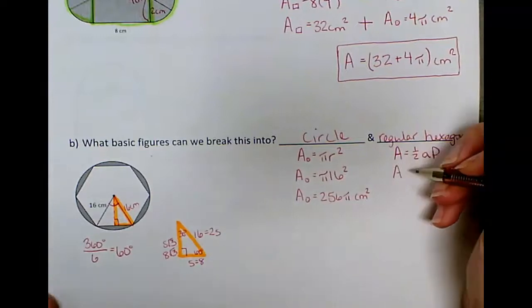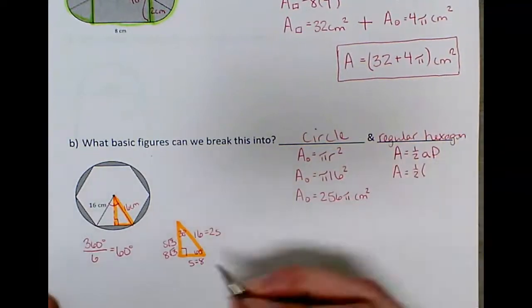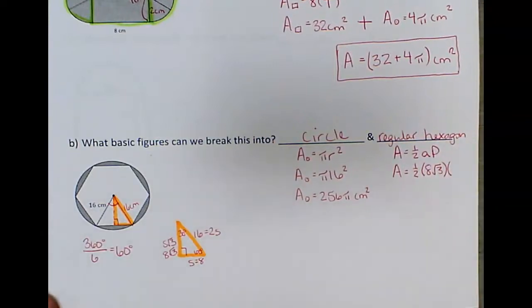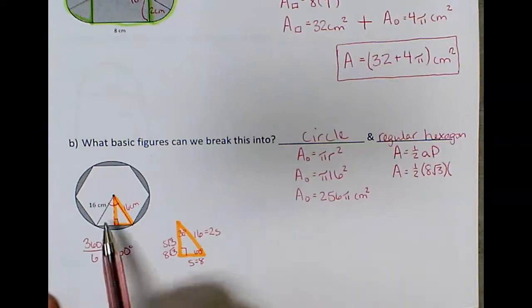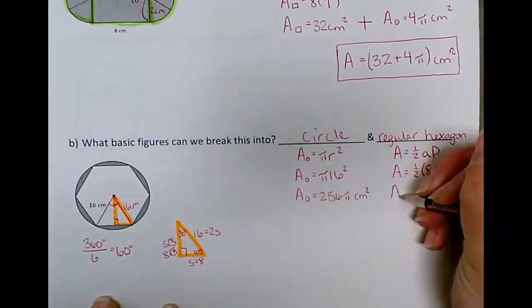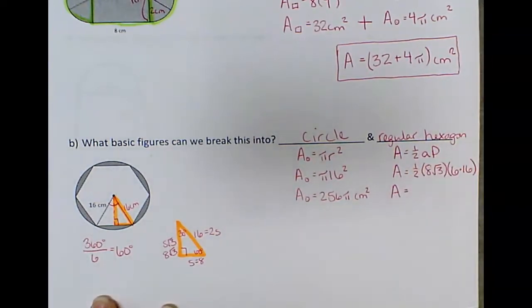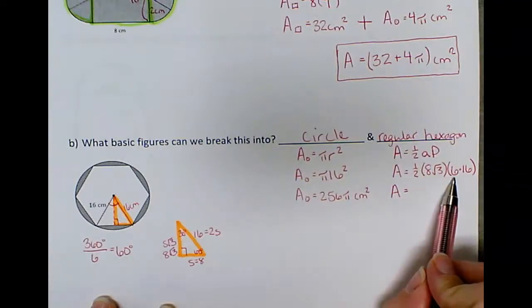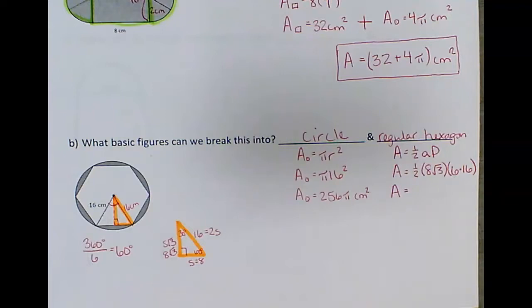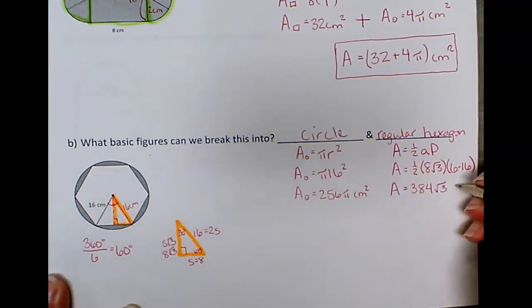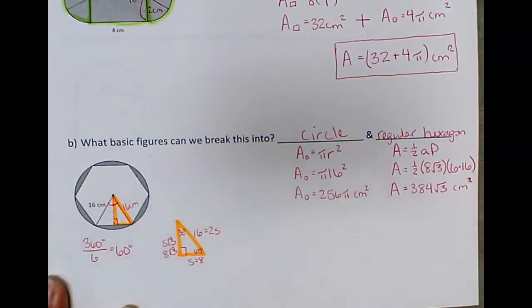So my area equals 1/2 times the apothem, 8 square roots of 3, times the perimeter, which is 6 sides times 16 centimeters each. Okay. So half of 8 is 4. 4 times 6 is 24. 24 times 16 is 384. And I still have my square root of 3, and I'm measuring in centimeters squared.